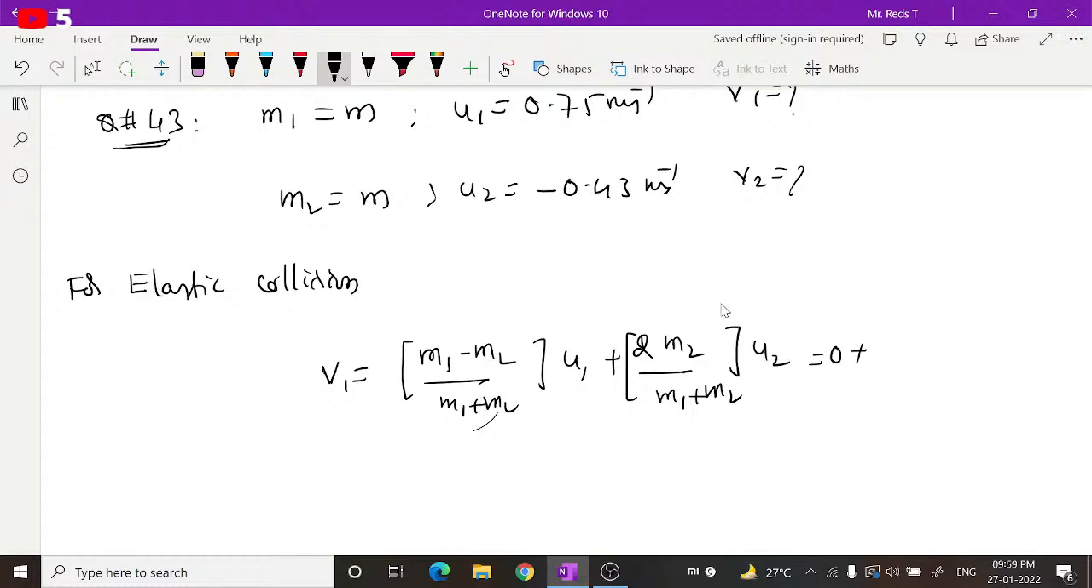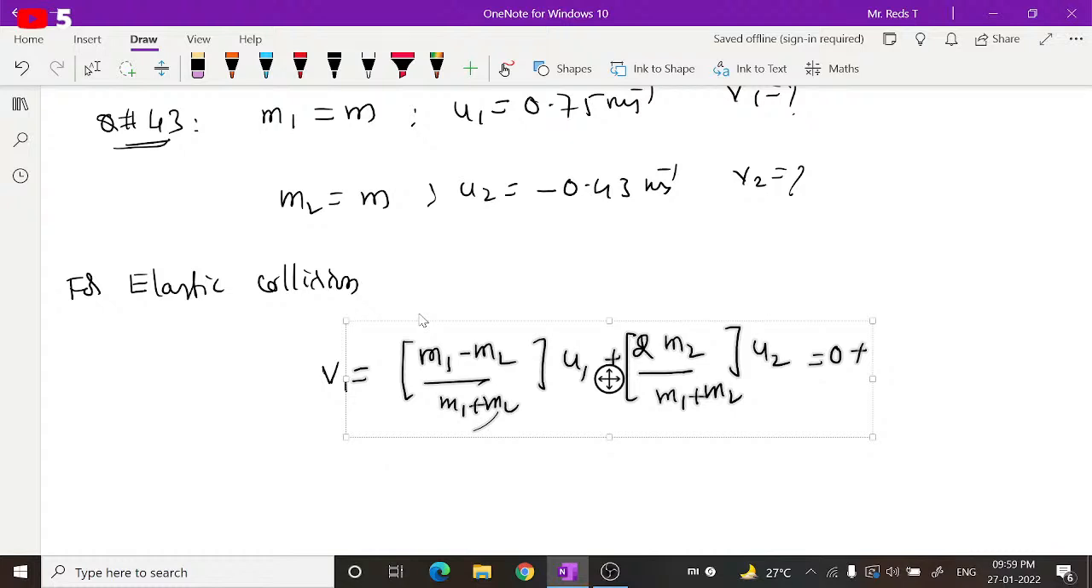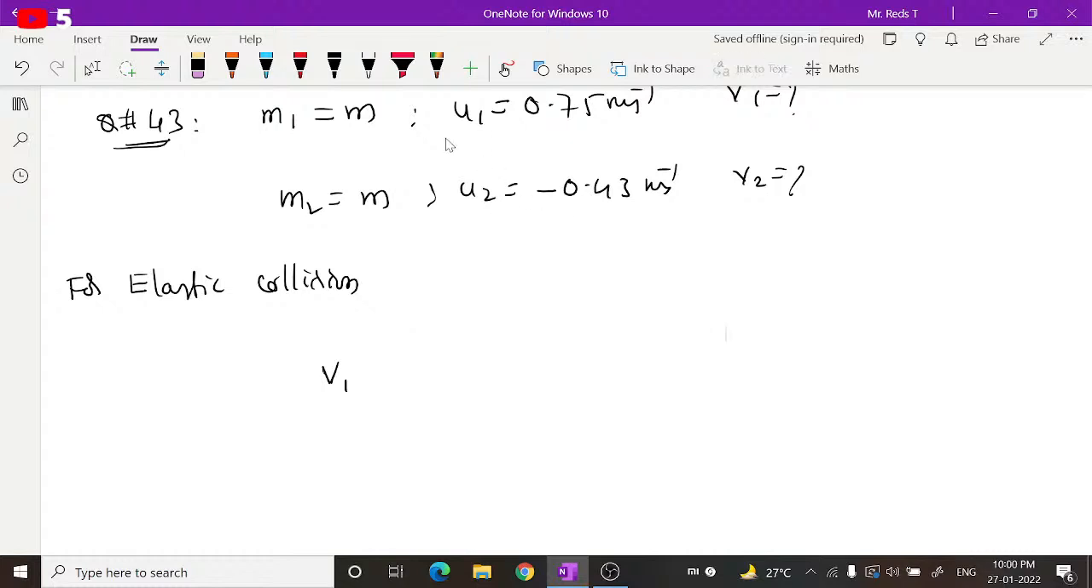Here we just have to remember one special case: if two identical bodies collide elastically, their velocities will interchange. If you remember that point, there is no need to do these calculations. Simply remember this statement, guys. You can try to remember this statement. Write it down as a note.